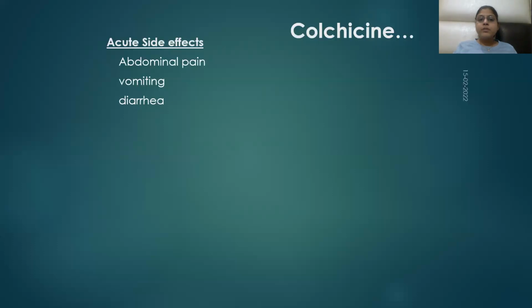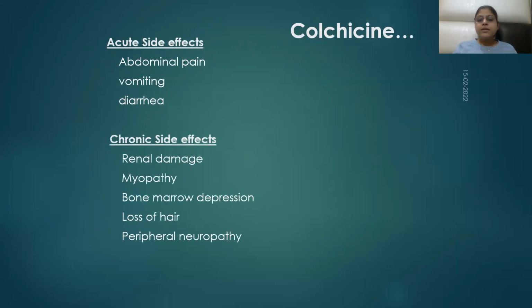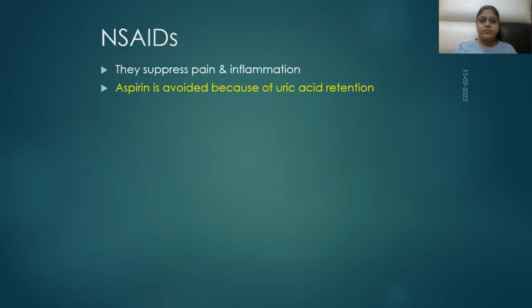Acute side effects: abdominal pain, vomiting, diarrhea. These are the acute side effects. Chronic side effects can be myopathy, renal damage, bone marrow depression, loss of hair, and peripheral neuropathy.